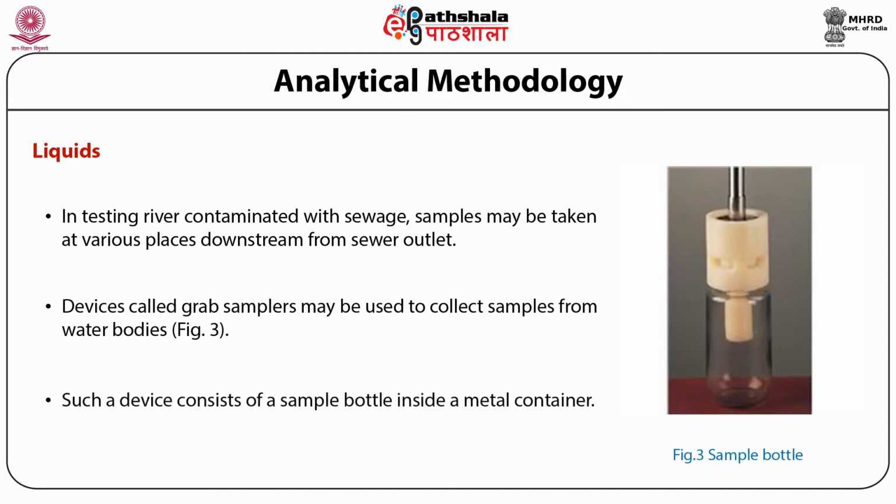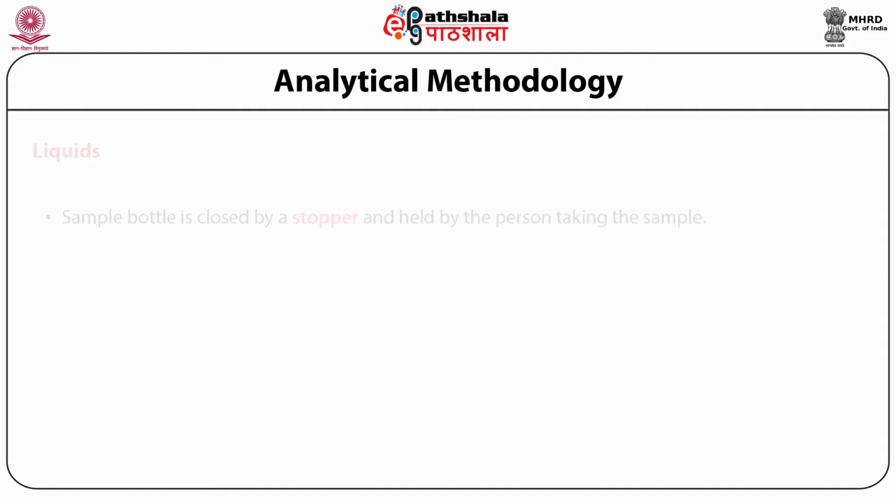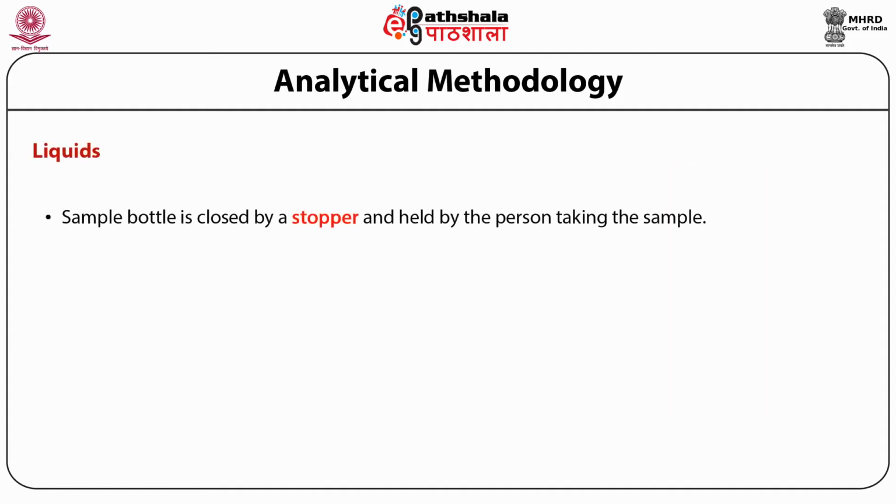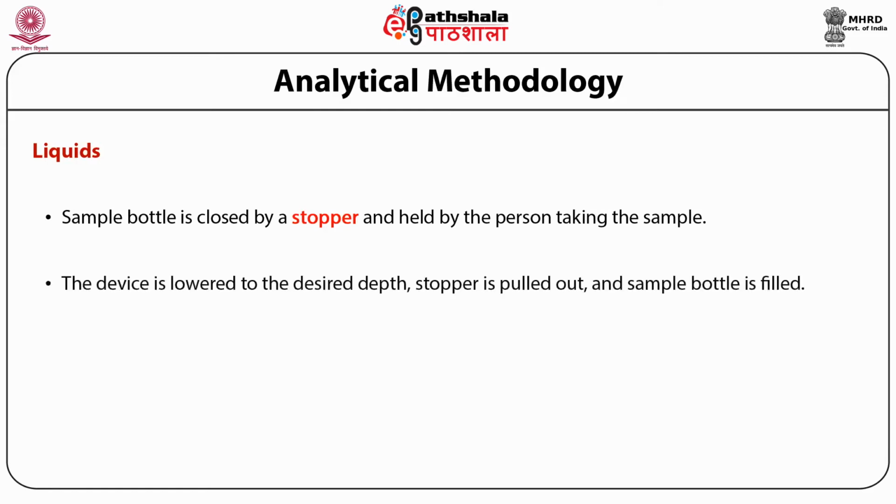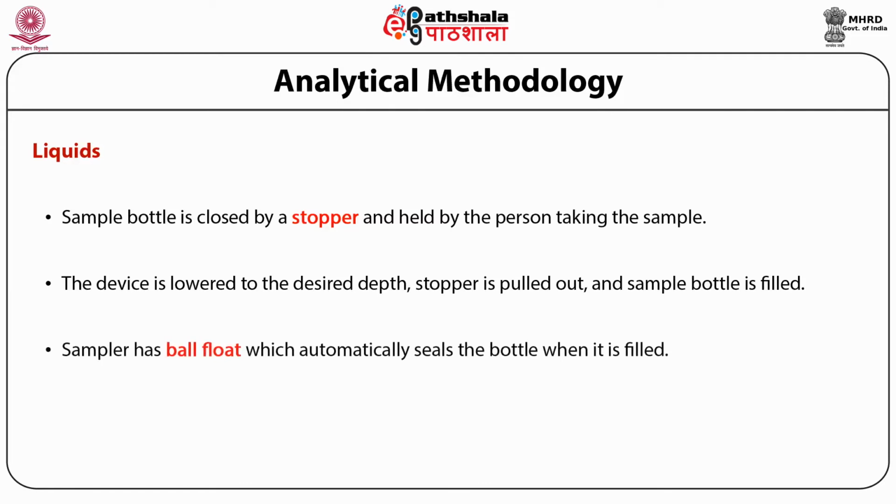Such a device consists of a sample bottle inside a metal container sufficiently heavy to force the empty bottle to the desired depth. The sample bottle is closed by a stopper which has a line attached to it and held by the person taking the sample. The device is lowered to the desired depth, the stopper is pulled out, and the sample bottle is filled. The sampler should have a ball float which automatically seals the bottle when it is filled.